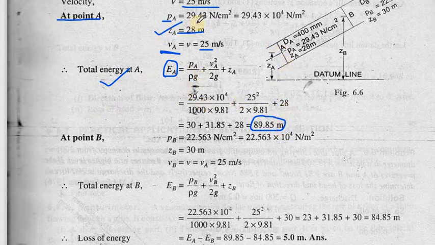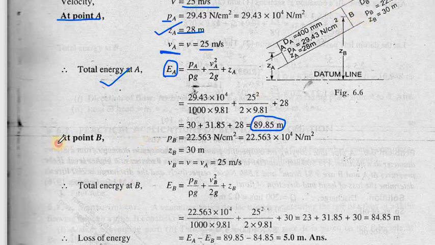Now we need to calculate the energy at point B. After that we will subtract these two energies and we'll get the loss of energy. How can you calculate the loss of energy? In Bernoulli's equation, the condition is that the energy at A is equal to the energy at B. If those two energies come out the same, that means your fluid is an ideal fluid. But if both energies do not come out the same, that means your fluid is a real fluid and it has some viscosity, therefore there is some loss. So we'll try to calculate the energy at point B.